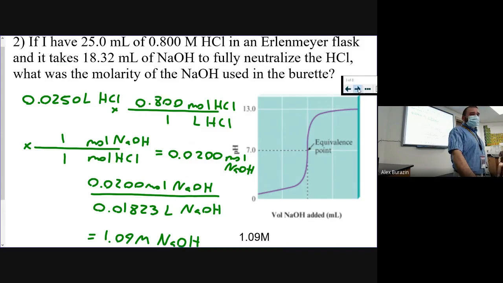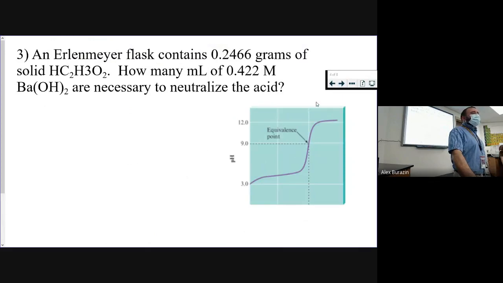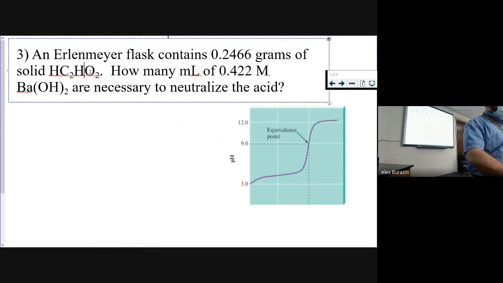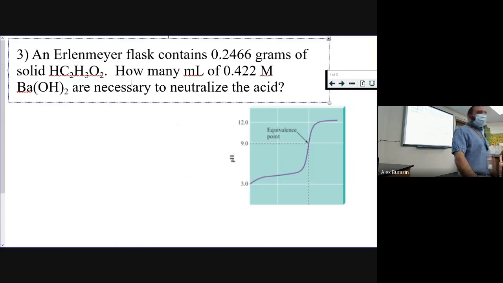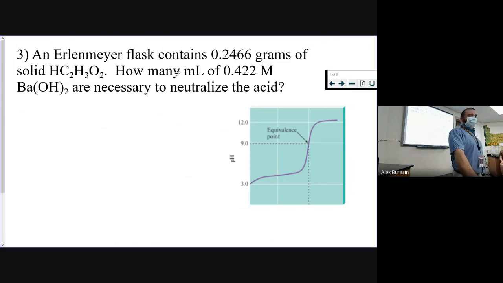All right, let's make it a little more interesting, I guess, but not really too different. An Erlenmeyer flask contains 0.2466 grams of solid acetic acid. I don't know what happened to my subscript here. I like it. You like it? I was underwhelmed. How many milliliters of 0.422 molar barium hydroxide are necessary to neutralize the acid?